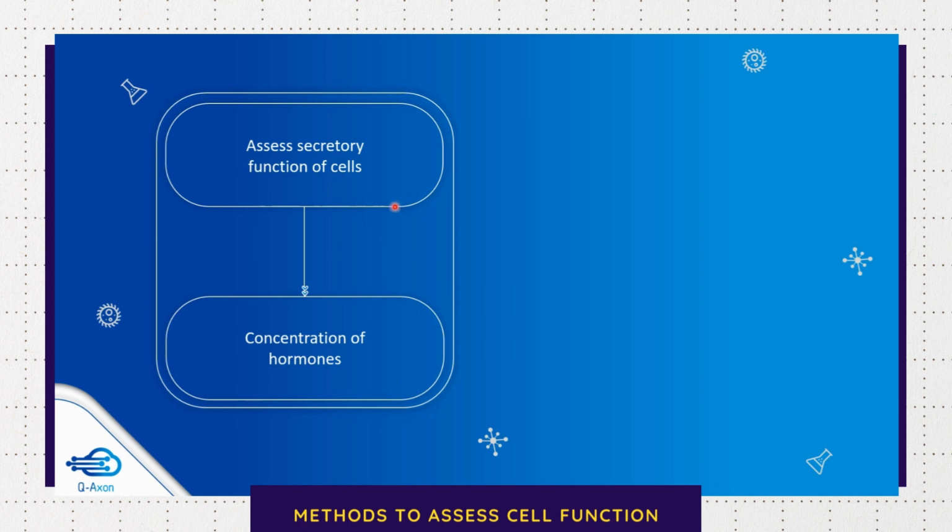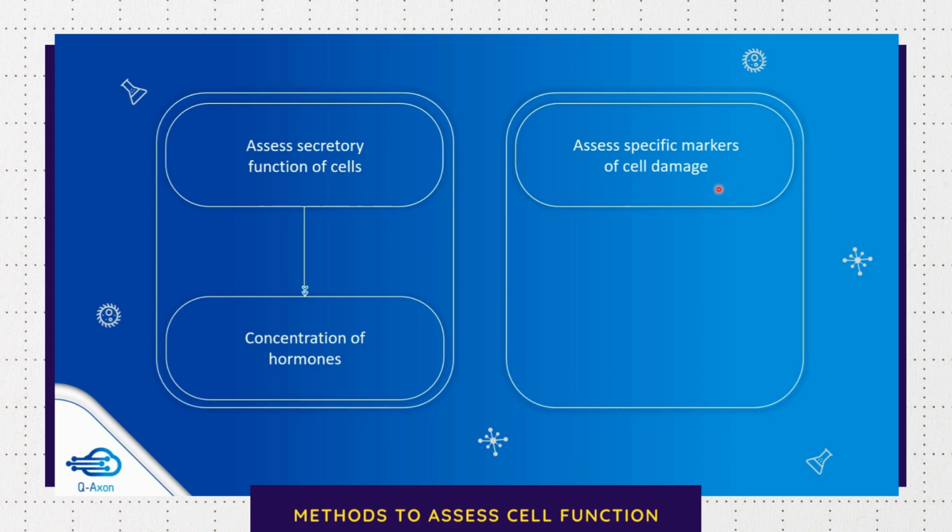So this will also give us an indication of various diseases, and then we can assess the specific markers of cell damage. So for example, if liver damage is there, there will be release of aspartate aminotransferase, that is AST, or alanine aminotransferase, that is ALT, into the circulation. So with cell damage there may be certain cellular contents which are released into the circulation. So that also will give us indication of various diseases.